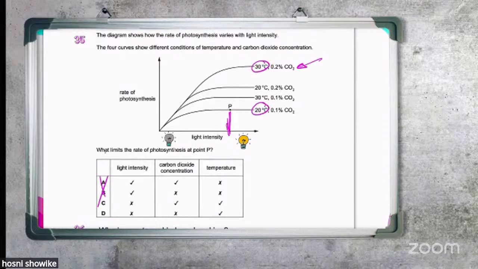Temperature here is higher, so temperature gave better result. CO2 is higher, so CO2 also gave a better result. Therefore, it must be option C. Okay?